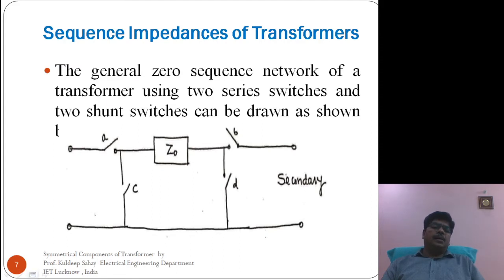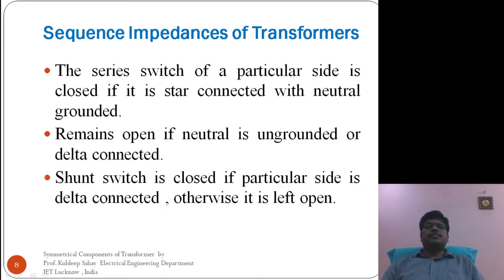If this is the primary side, and this is the secondary side, then switch A is open, switch B is open, C is open, and D is open, and there is a zero sequence impedance that has been shown here. Now, how these switches will behave, you can see here.